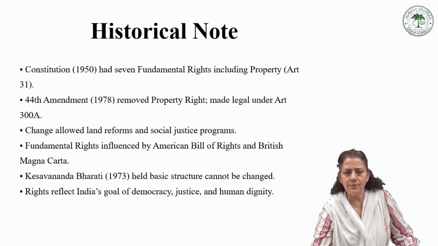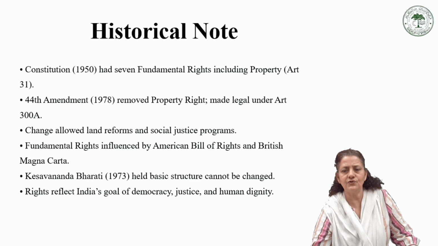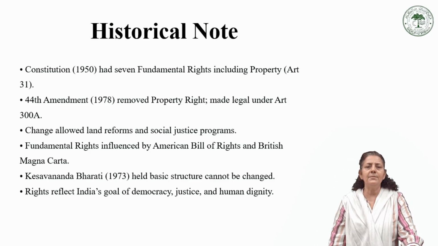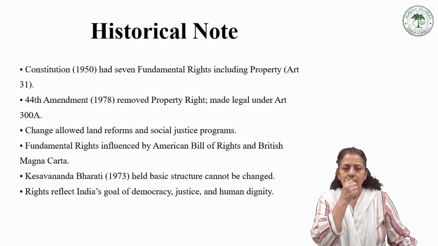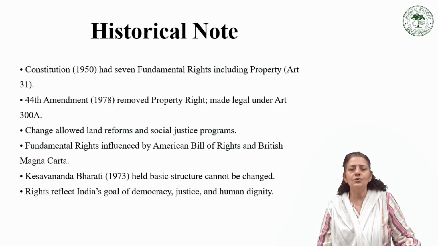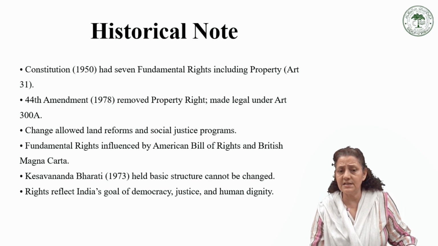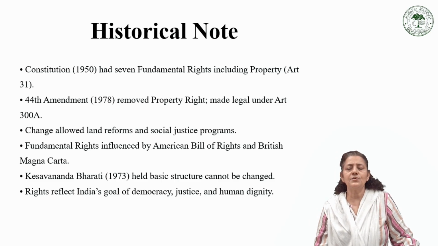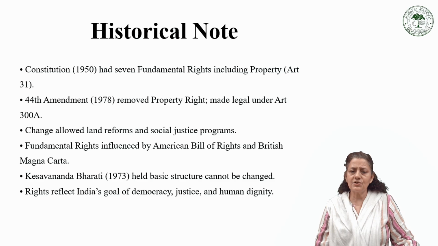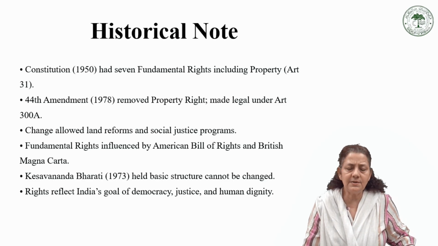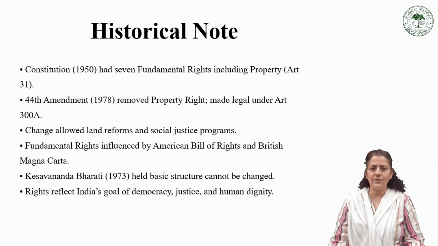For example, the Supreme Court in the Keshwanand Bharti case of 1973 held that even a constitutional amendment could be challenged if it destroyed the basic structure of the constitution, which includes fundamental rights. In the Menaka Gandhi case in 1978, the scope of Article 21 was expanded to include Article 14 and Article 19 as well. Thus, the historical development of these rights reflects India's commitment to democracy, justice, and human dignity while maintaining flexibility for social and economic transformation.